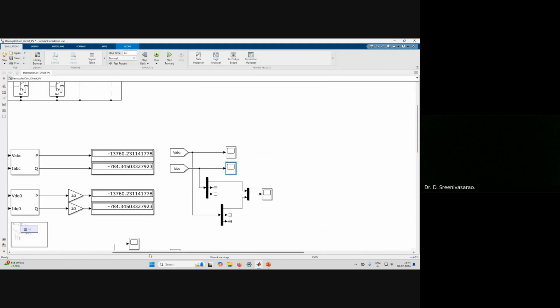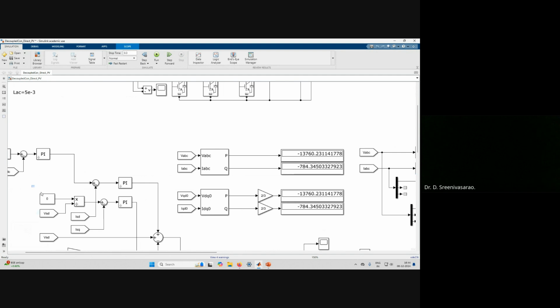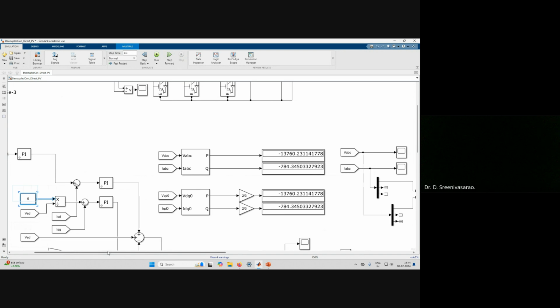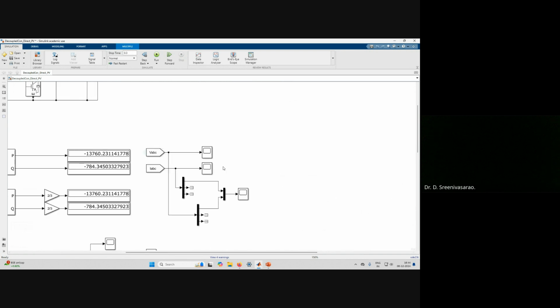So next thing is that we kept the reactive power 0, right? So that means the grid is not drawing any reactive power. So that means both current and voltage are supposed to be in phase. So now I'm extracting the A phase voltage and A phase current in one scope. So you can see here.